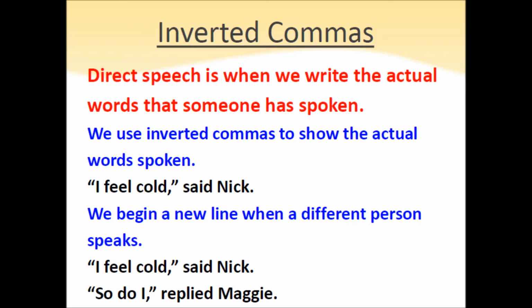Direct speech is when we write the actual words that someone has spoken. We use inverted commas to show the actual spoken words. Now remember when I said that this includes two sentences. So the two sentences in this, where it says, "I feel cold," said Nick. The two sentences are, "I feel cold," which is the sentence that Nick himself says. And the second sentence, which has the full stop at the end of it, "I feel cold," said Nick.